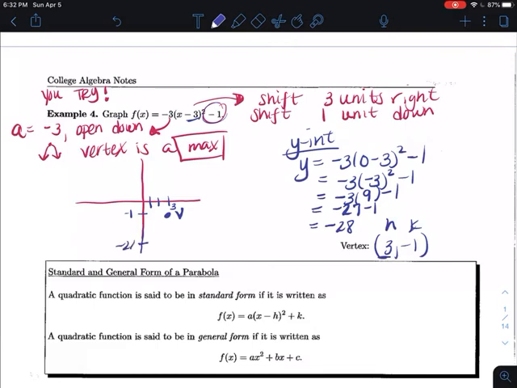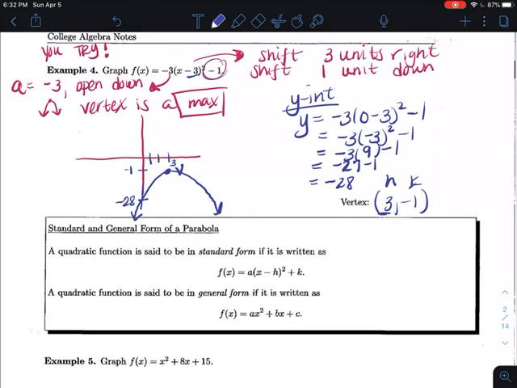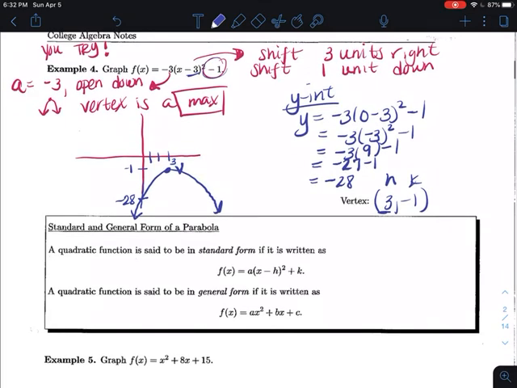I'm going to cheat and say -28 is here. So my graph is going to look something like this. This is just a rough sketch of the graph. And again, that's all you have to do in MyMathLab. You just have to select the vertex, the y-intercept, choose the little parabola-shaped graph, and then you'll receive full credit.